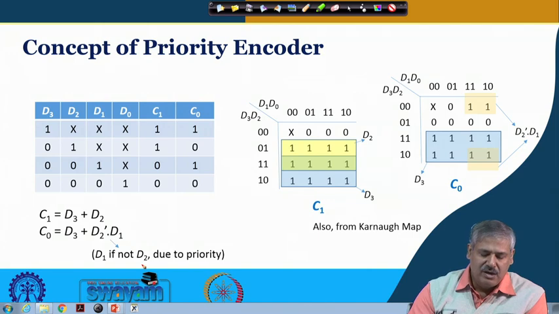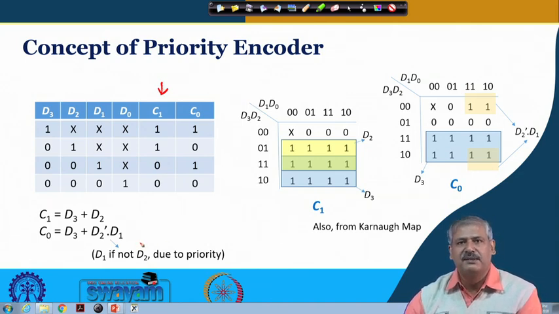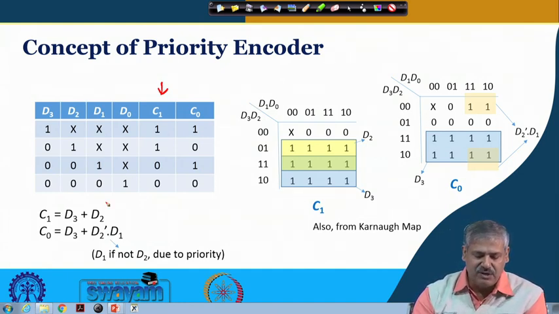Now, if you look at this, how can we get the realization of C1? One way, of course, is just looking at the combinations and figuring out that C1 is D3 plus D2. The other one, C0, is D3 plus D1 (when it is present, and not D2), because if D2 is present, D2 has higher priority, and at that time this should be 0.